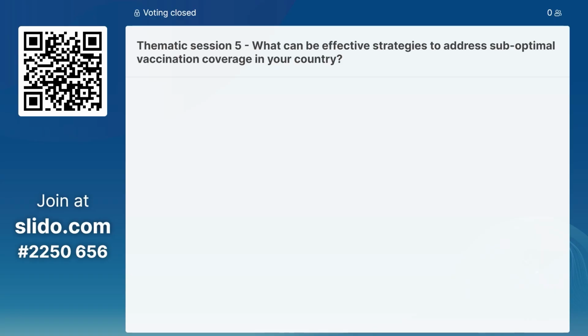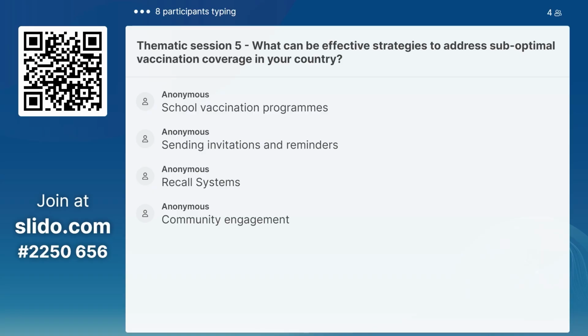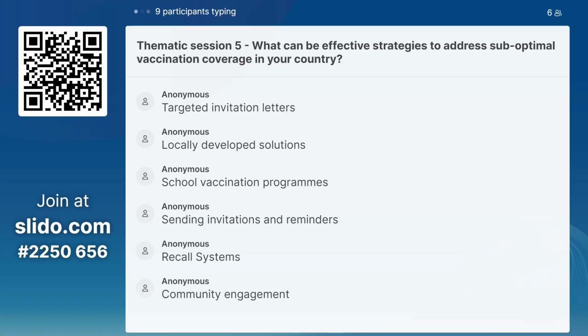What can be effective strategies to address suboptimal vaccination coverage in your country? Please write down your answers. If you can be short, the better, and then I believe we will see a rolling list of all the answers that we are receiving from the audience. We will give some time for everyone to reply. And we really want to hear from you, even online, with what you think are the barriers to vaccination in your country or your context.